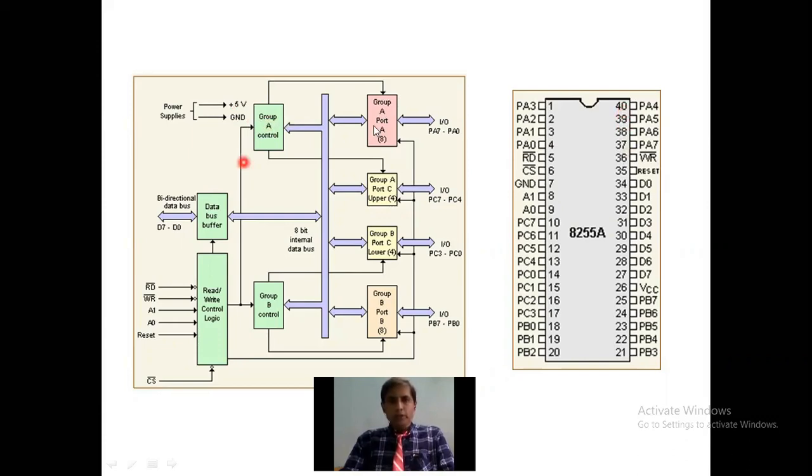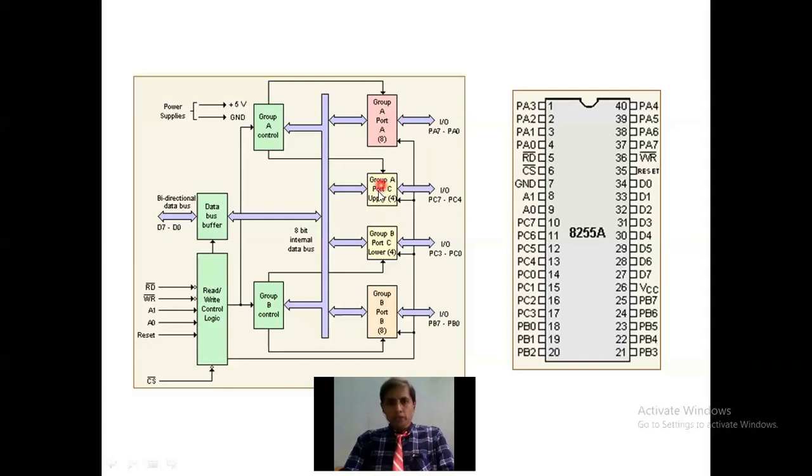So see here, there is a group A. In that group A, there is a port A. Port A has how many pins? 8, PA0 to PA7. And all ports are ready to perform IO operation, nothing but input or output. This is the arrow for output, and this is the arrow for input, if the processor is this side.